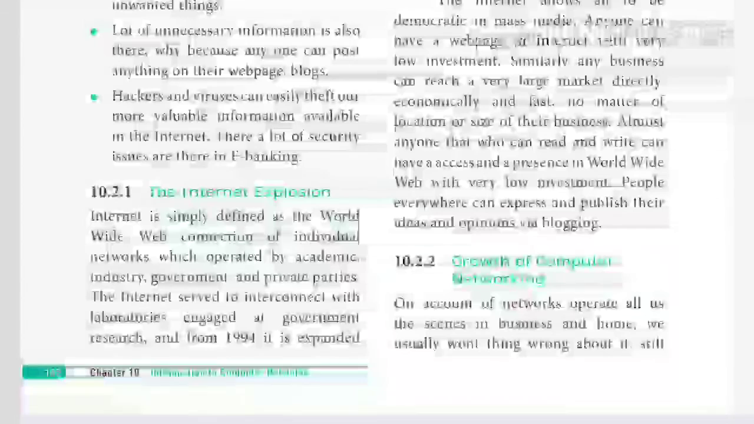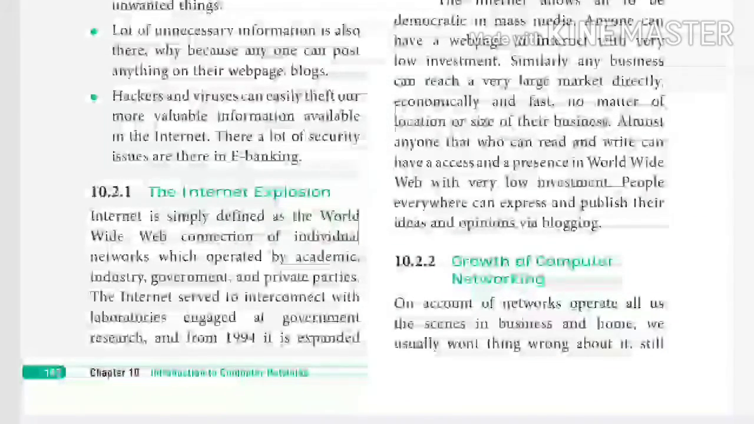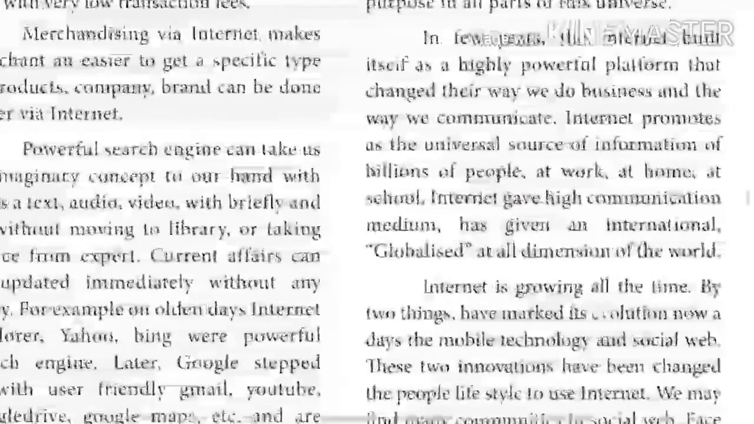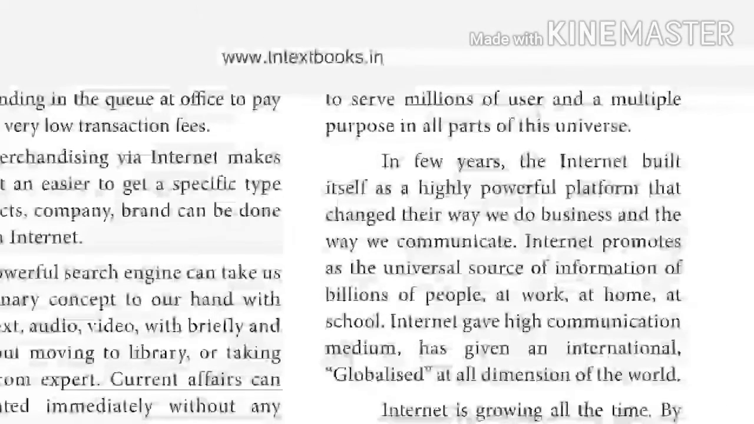So, internet explosion. Okay, so from 1994, it is expanding. The internet has been expanding since most of the users are using the services to do their day-to-day activity. So here it is getting bigger and bigger every day. Okay. So in a few years, the internet built itself as a highly powerful platform that changes the way we do business and the way we communicate.